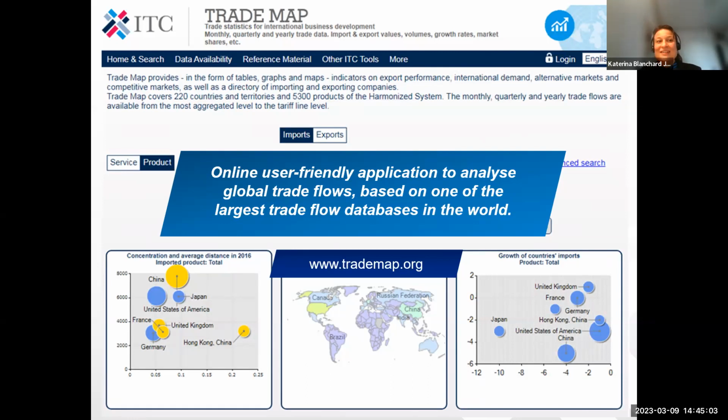We again believe that this is a very user-friendly application to analyze global trade flows based on one of the largest trade flow databases in the world.